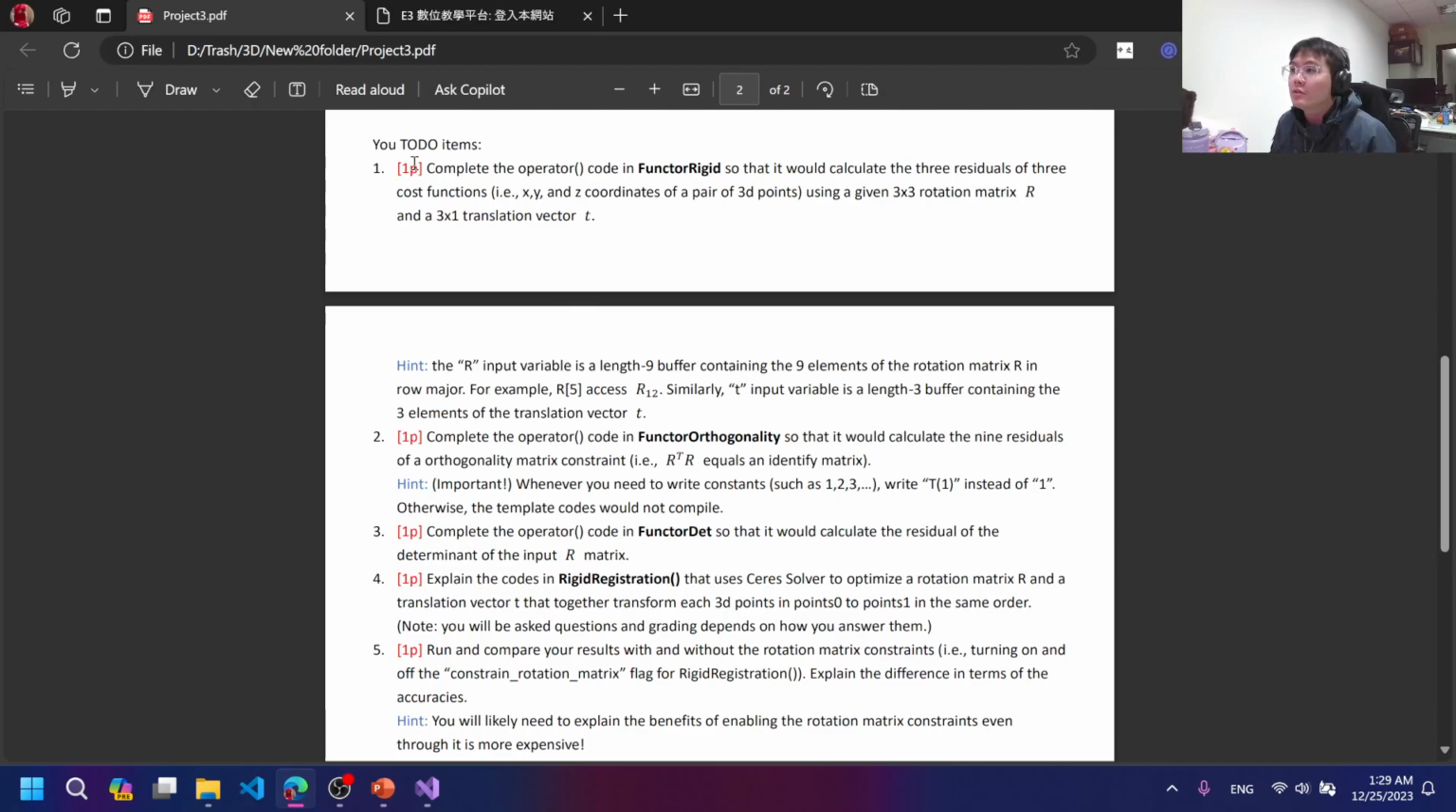Okay, let's look at our first question. I have to complete the operator code in functor rigid so that it calculates the three residuals of the three cost functions, which are the x, y, z coordinates, using a given 3 by 3 rotation matrix. The hint is that R is the rotation matrix with 9 elements, and T contains 3 elements, which is the translation vector.